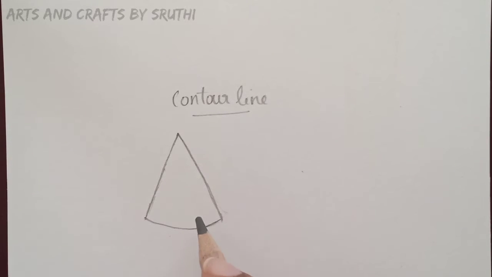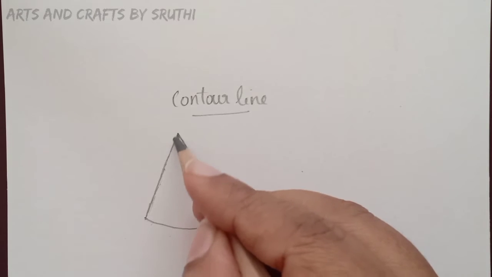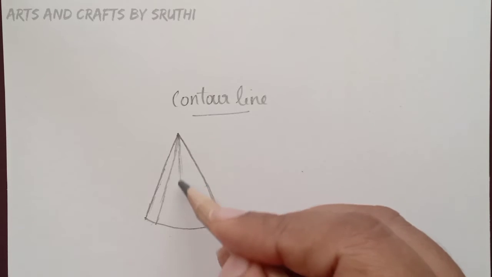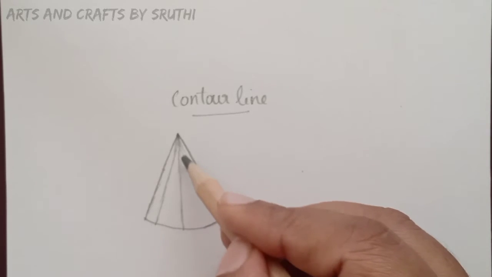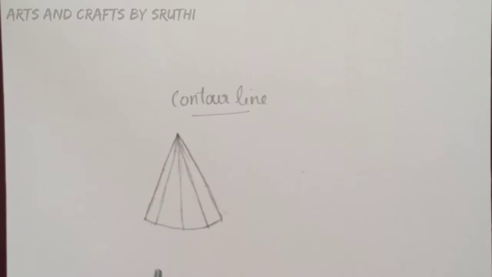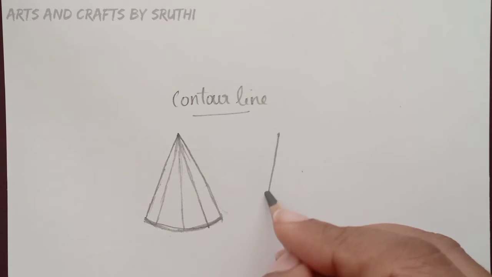So here these are the parallel contour lines, which should be either parallel to the sides or parallel to the top and bottom of the basic shape. Here I am drawing lines parallel to the sides of this cone. So one side of the cone is curvy and one is pointy. From the pointy edge we need to start the lines and they should end at the bottom.